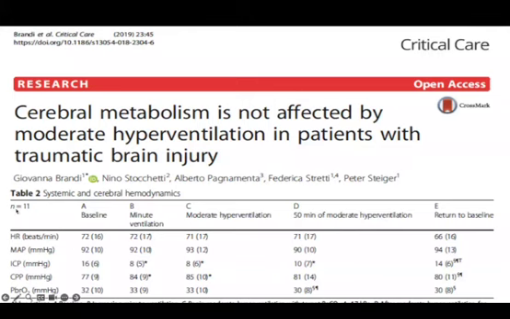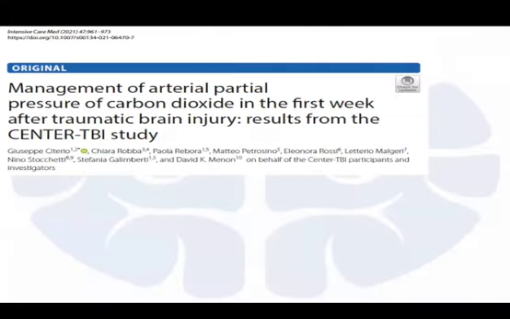Now there are a lot of physiological studies which describe the fact that if you use moderate hyperventilation, and not for a very long time, the result will be a reduction of ICP, but absolute preservation of cerebral oxygenation and of cerebral metabolism.